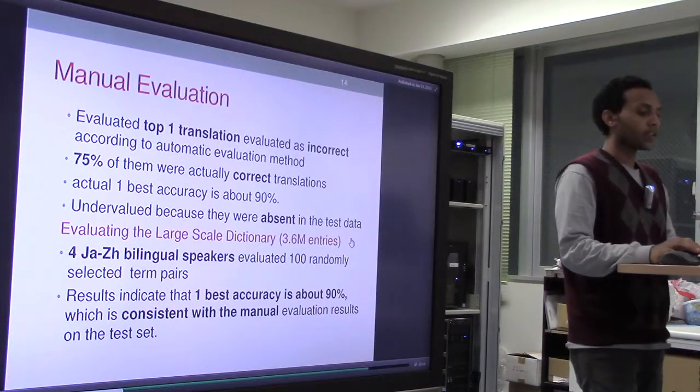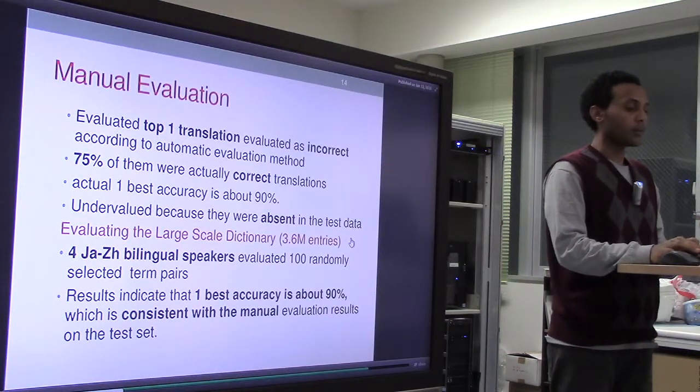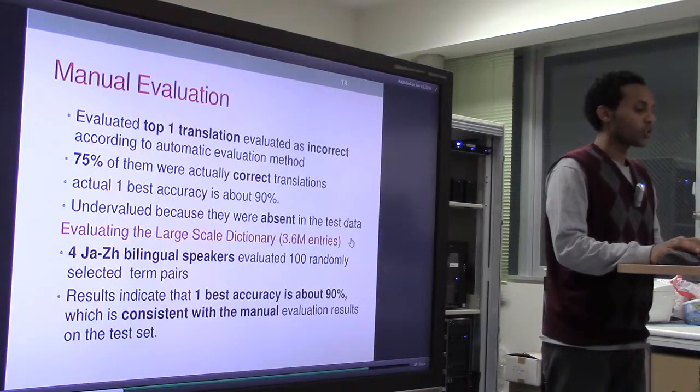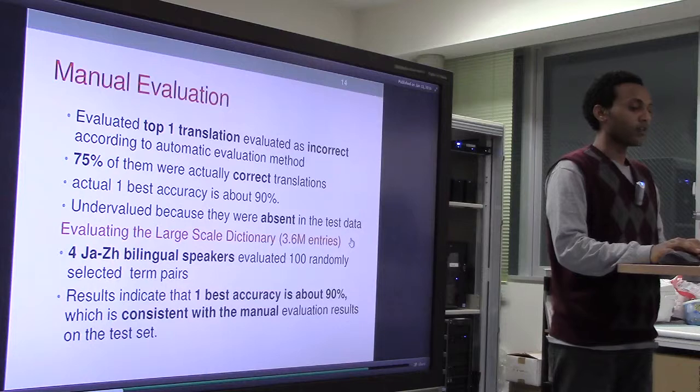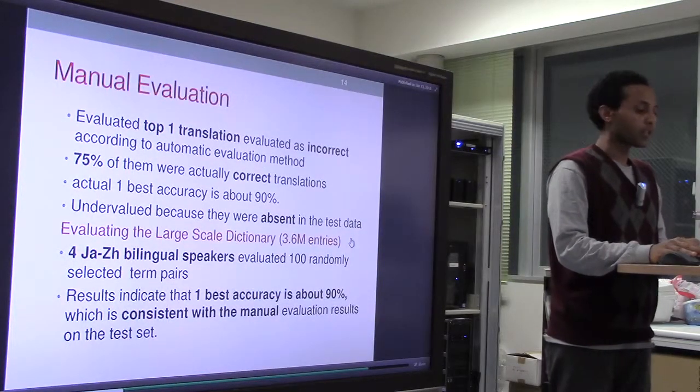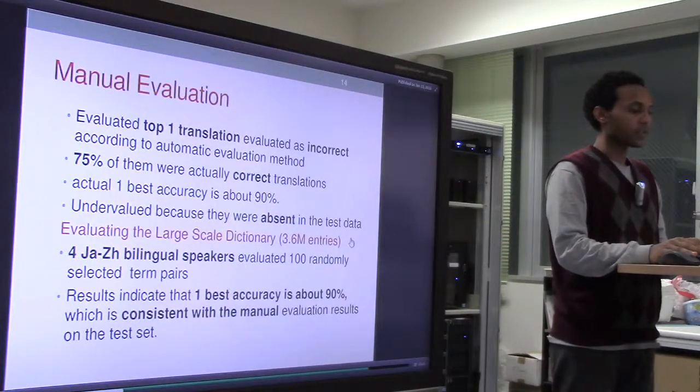Evaluating the large-scale dictionary, 3.6 million entries, Japanese-Chinese bilingual speakers evaluated 100 randomly selected term pairs. And the results indicate that the first best accuracy is about 90%, which is similar to the manual evaluation results. So they concluded that the manual evaluation and the automatic evaluation results were similar.